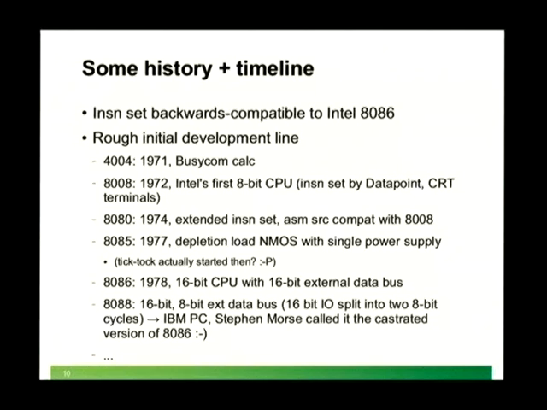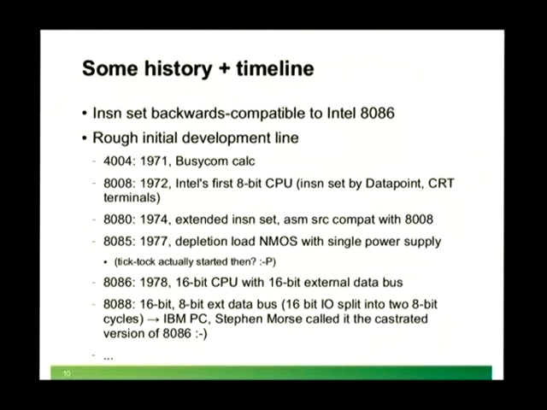Anyhow, one year later, in '72, they did their first 8-bit CPU, and the instruction set came from another company called Datapoint, who were doing CRT terminals and needed a processor, so it was a kind of collaboration. Two years later came the 8080. It had an extended instruction set and was assembly source compatible with the first 8-bit processor, which meant you have to rebuild everything for the 8080.